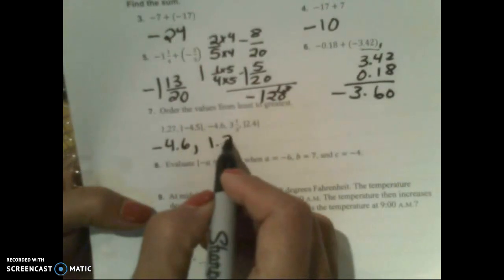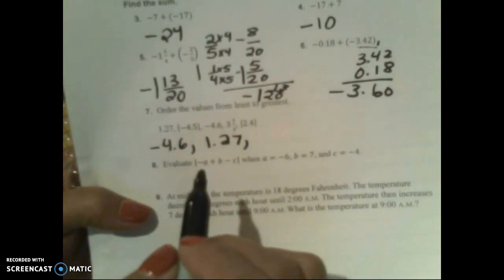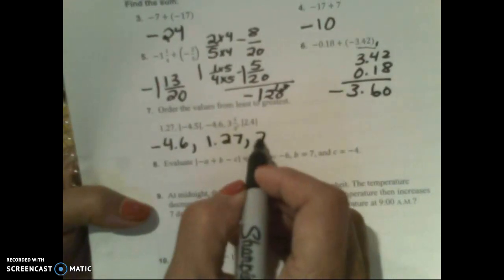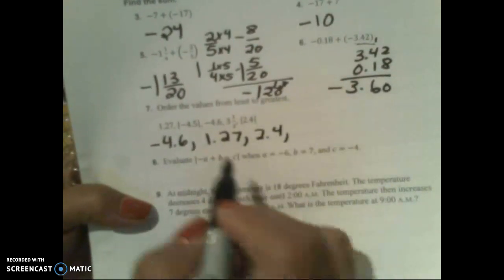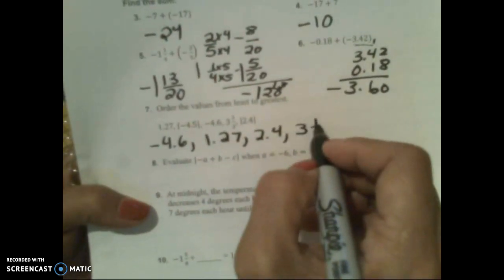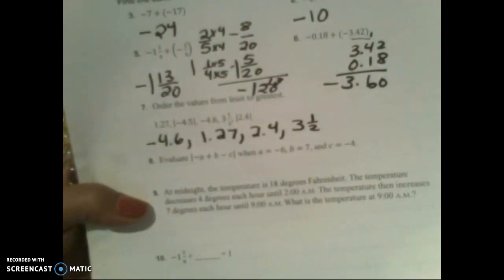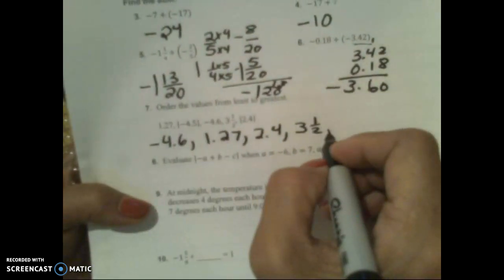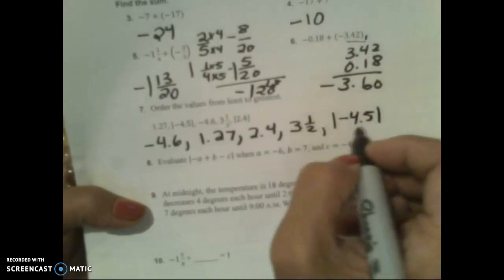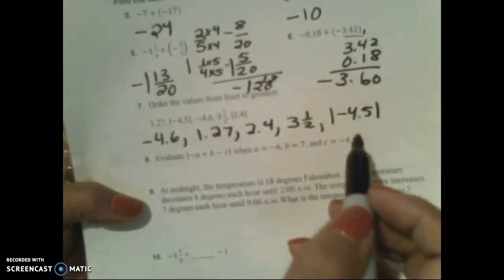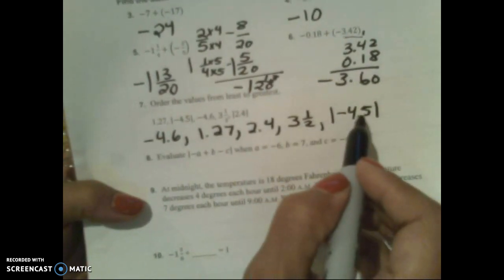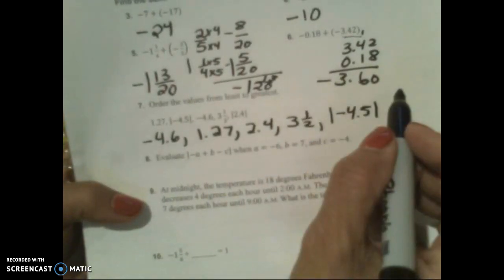Then 1.27. Keep looking across. I have the absolute value of 2.4, which is 2.4. Keep going across. Then I have 3.5. Or if you want to compare, you can turn it into a decimal, 3.5. And then finally, the absolute value of negative 4.5. Because the negative sign is on the inside of the absolute value, that is telling you how many jumps it takes to get to 0 from negative 4.5 on a number line.